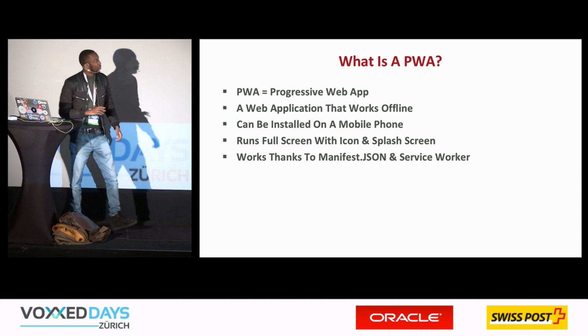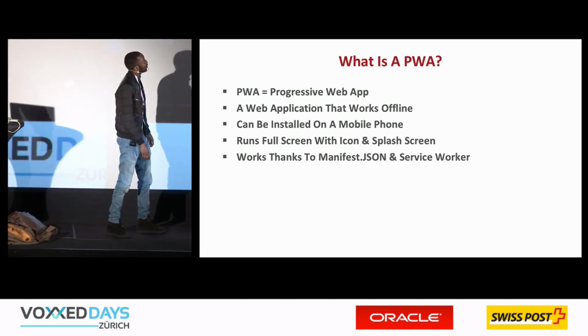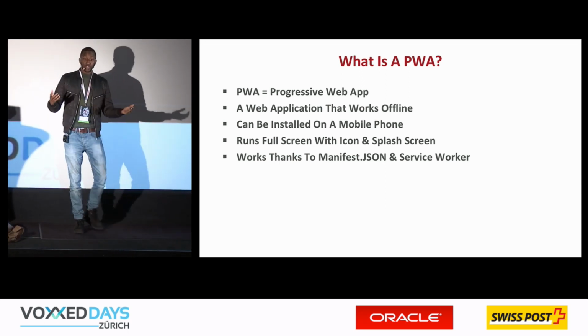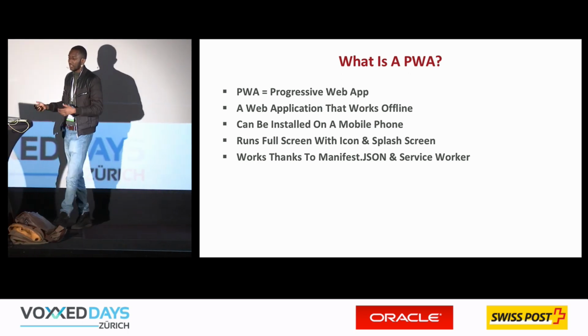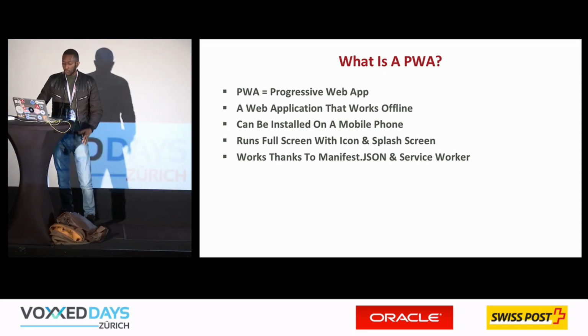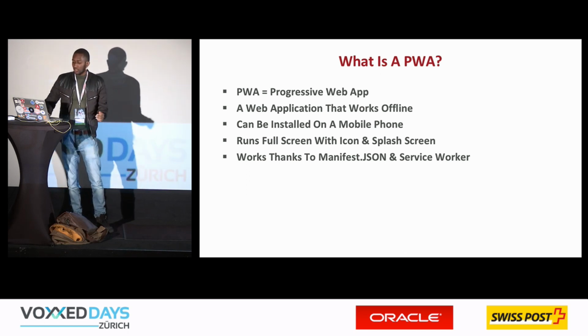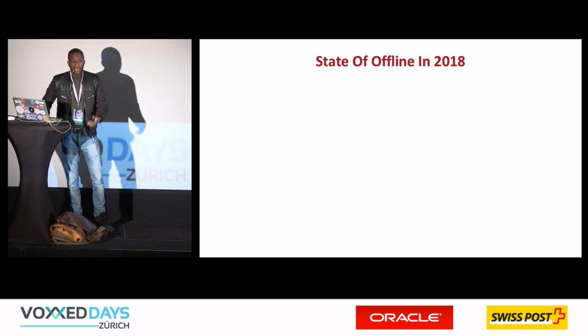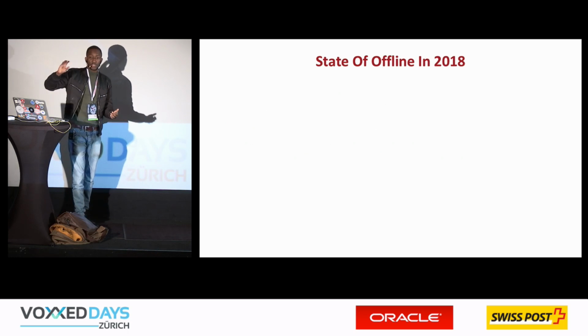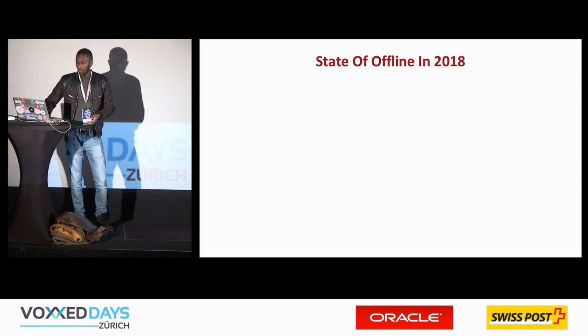Exactly. So PWA stands for Progressive Web Applications, a web application that actually works offline. It can be installed on a mobile phone. It runs full screen with an icon and a splash screen, just like a native app. It works thanks to something called the manifest JSON and the service worker. The service worker is something I'll talk about a little bit more.